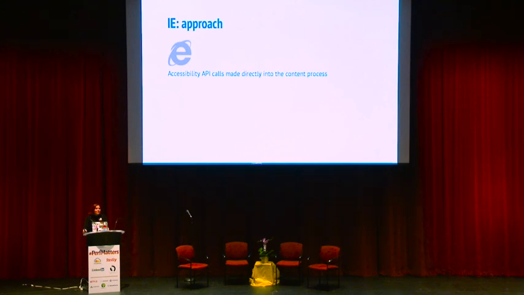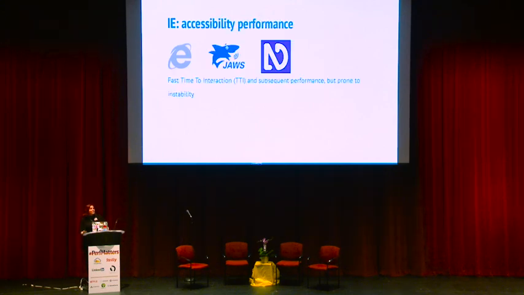So on the good side, in IE at least, Windows screen readers are able to access that information very, very quickly because there's nothing getting in the way of those API calls. So the time to interaction, if you're a screen reader user using IE, is remarkably quick because, as I say, there's no proxying of the queries, nothing slowing anything down. The downside, other than, of course, security and all the rest, is that it's remarkably unstable.